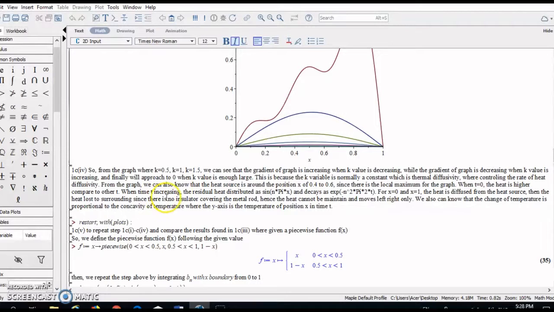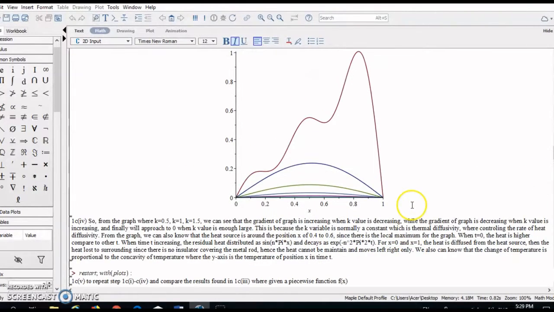When time t is increasing, the residual heat is distributed as sine of n times pi x and decays as exponent negative n squared times pi squared t. So for x equals 0 and x equals 1, the heat is diffused from the heat source, then the heat is lost to the surrounding. Hence the heat cannot be maintained and moves left and right only.